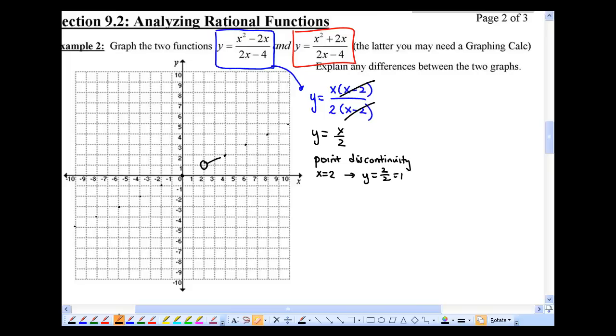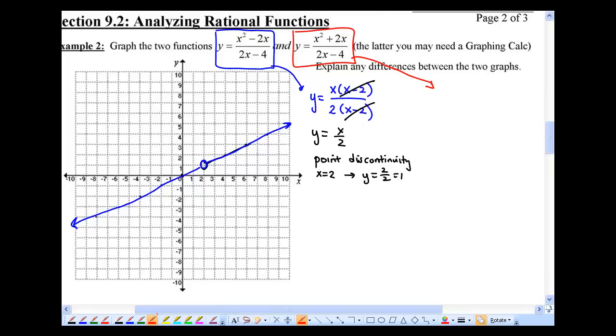And now I'll graph it out. Oops, this is supposed to be in blue. Done. There's y equals x squared minus 2x all over 2x minus 4. Okay? Point discontinuity. How about the red one?